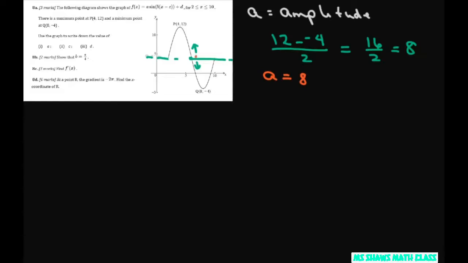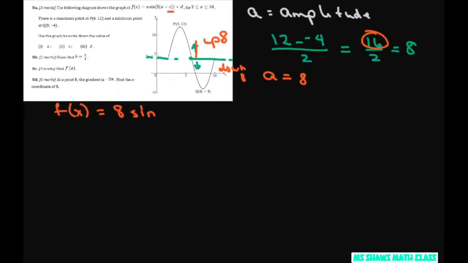You're going up 8 and down 8. The whole distance between the two was 16. Up 8 and down 8. That's your amplitude. So basically we have f of x equals 8 sine. So that's what your A means.